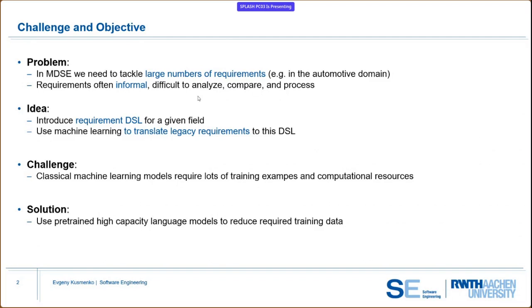The challenge when using machine learning is of course that we need lots of training data to come up with a model which is suited to solve such a complex task, such as translating requirements from informal language to a formal notation. So the solution we want to present and evaluate here is to use large pre-trained models with very high capacity, which have been pre-trained on large amounts of data, and to fine-tune them to this complex task with relatively few examples.